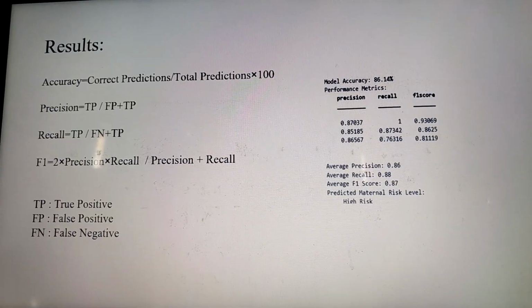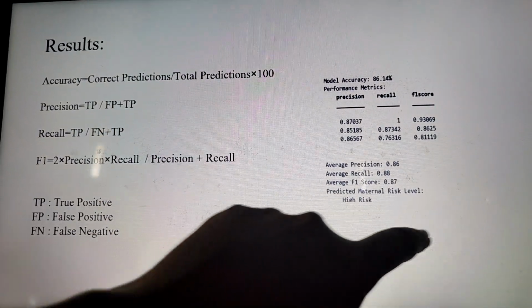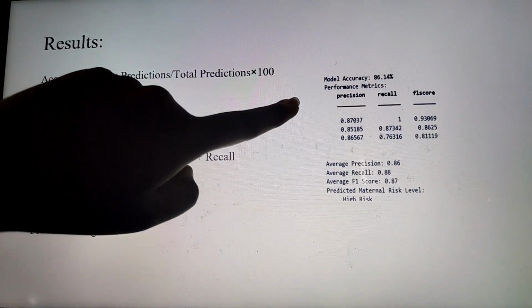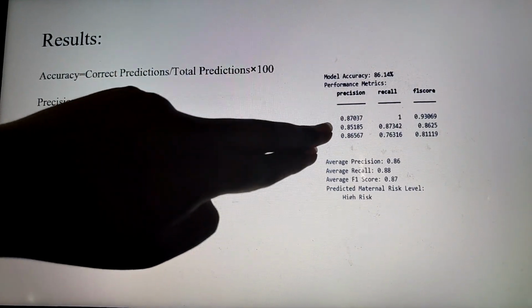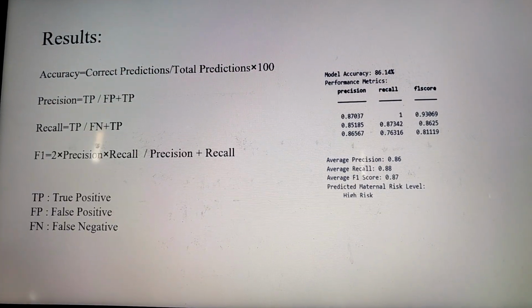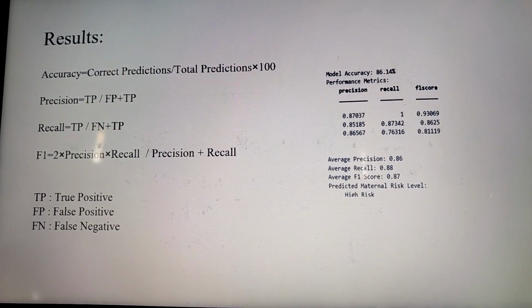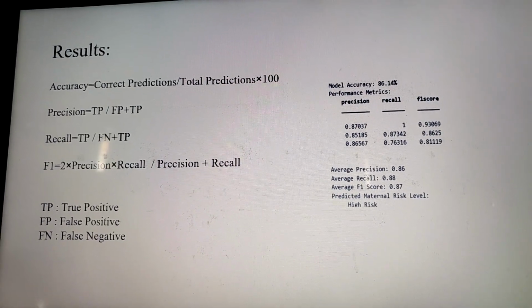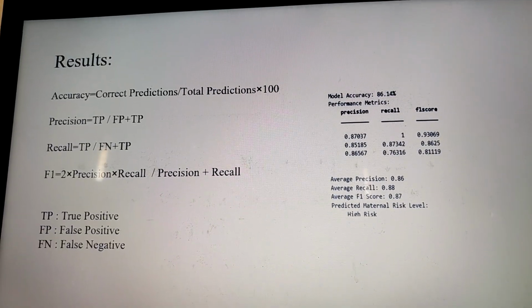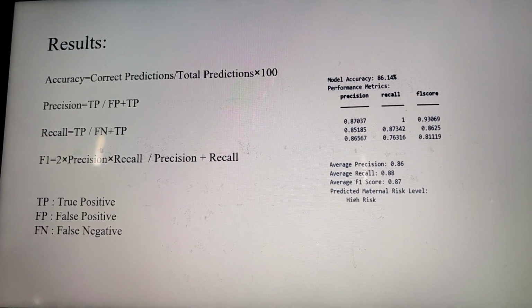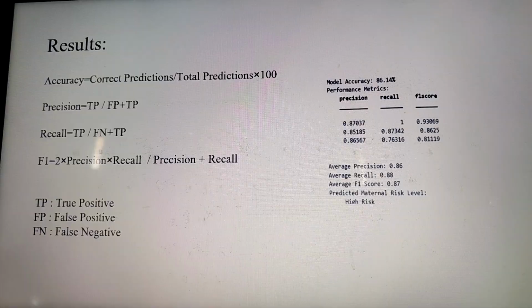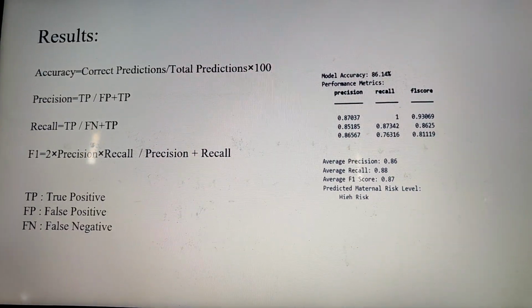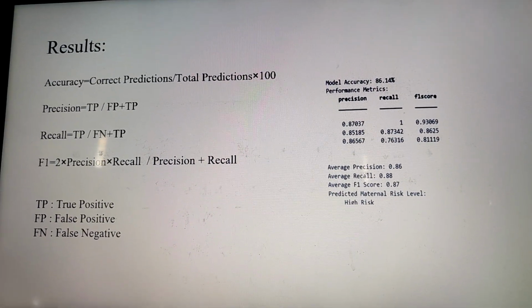These are the results, and this is how the result box looks. These are the performance metrics, that is precision, recall, and F1 score. We have changed the performance metrics to improve the accuracy of the system, and these are the formulas that are used to understand the performance metrics and how they are calculated.